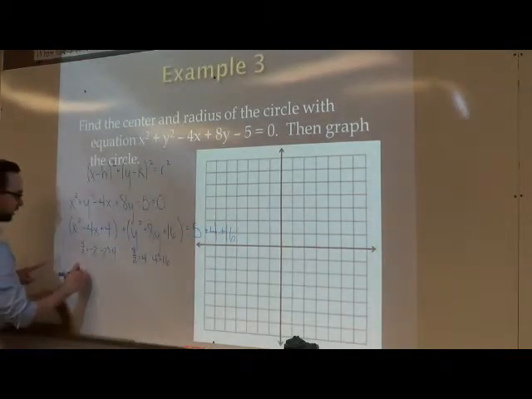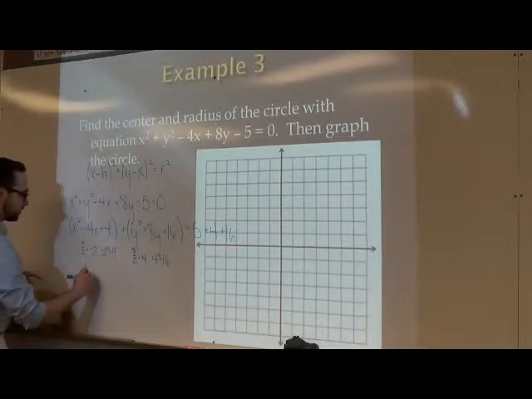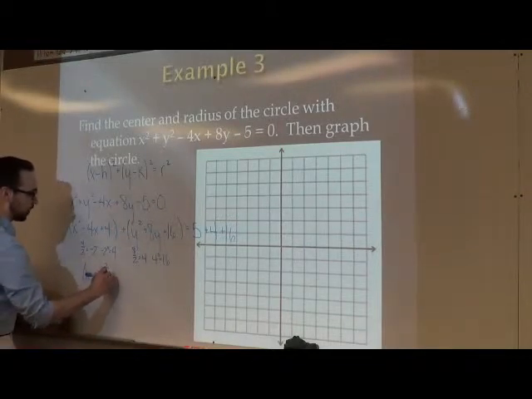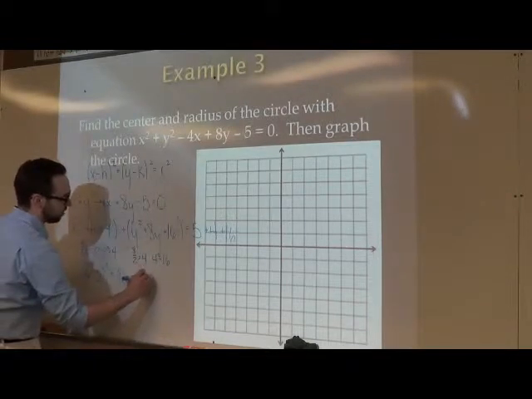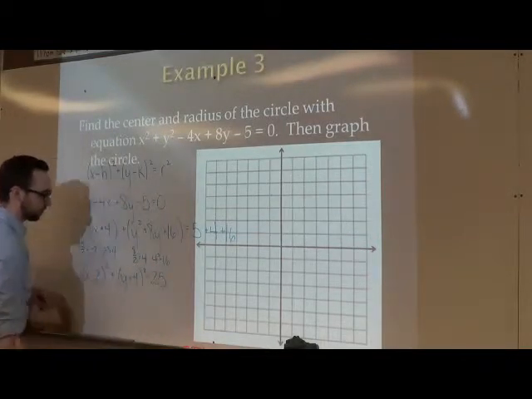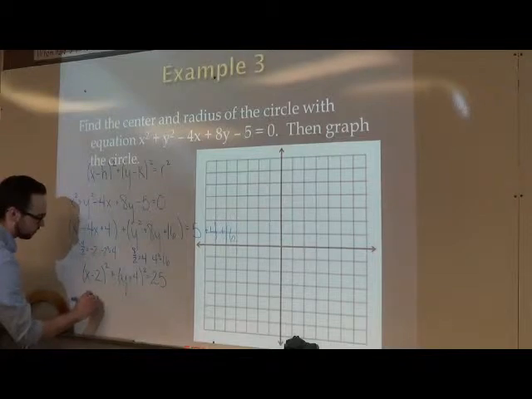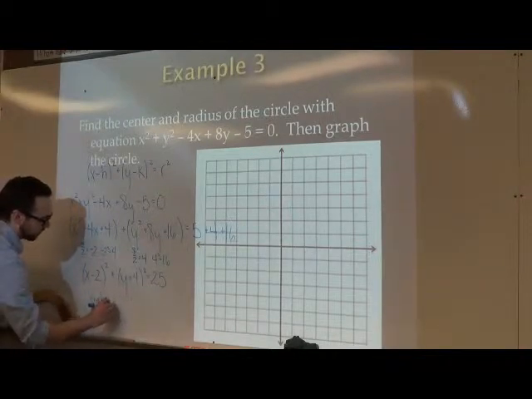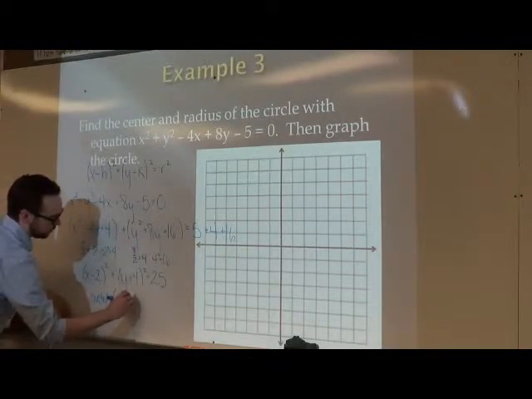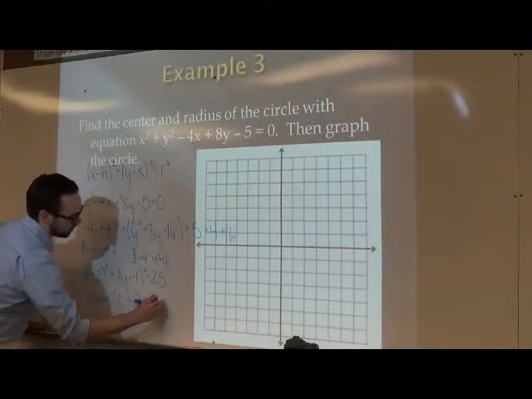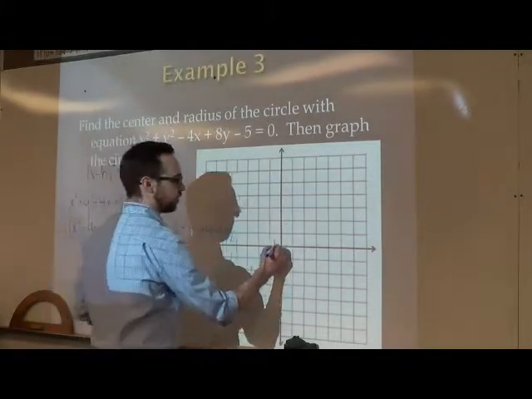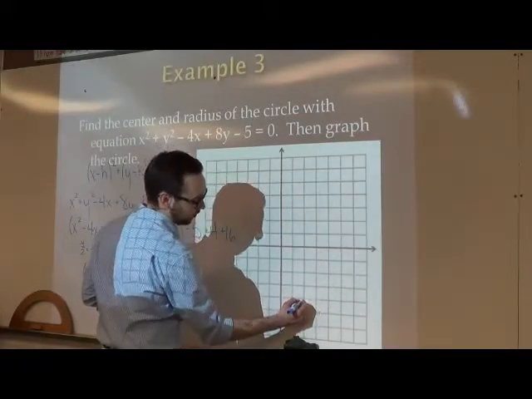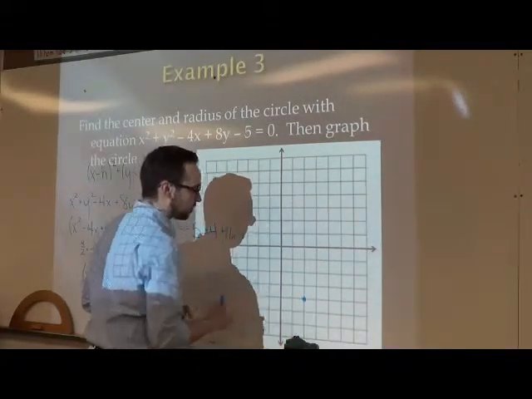So now I can factor this, and we get x minus 2 the quantity squared plus y plus 4 the quantity squared is equal to 25. So my center is at positive 2, negative 4, and my radius, again, is 5. So I plot 2, negative 4. So we have 2, 1, 2, 3, 4. So 2, negative 4, that's my center.